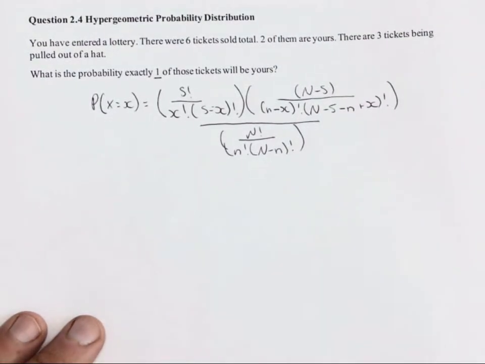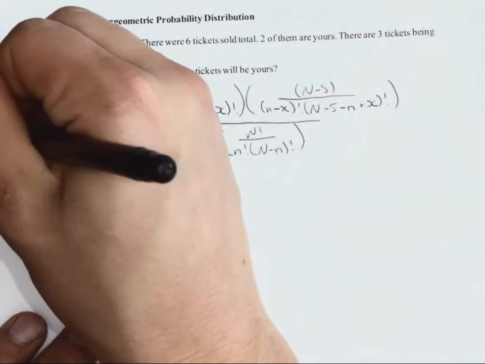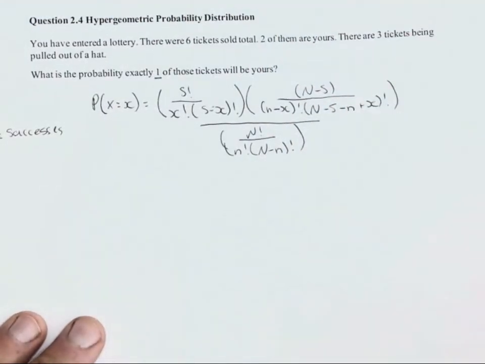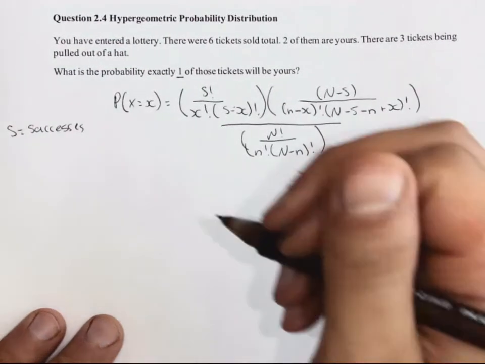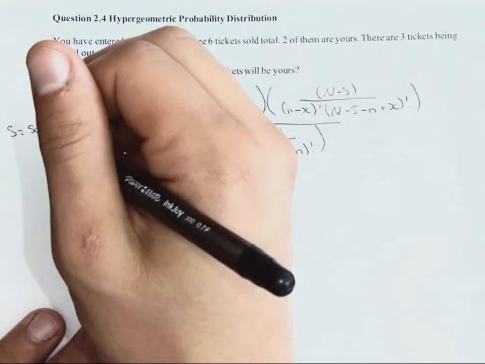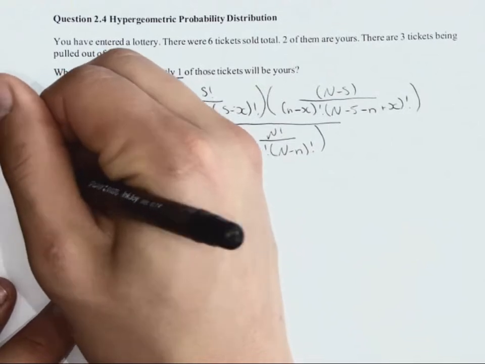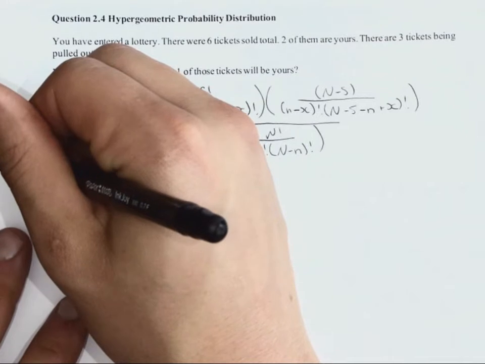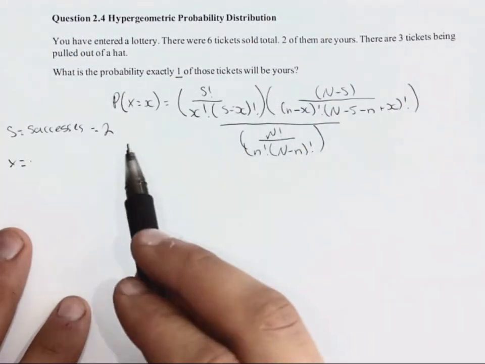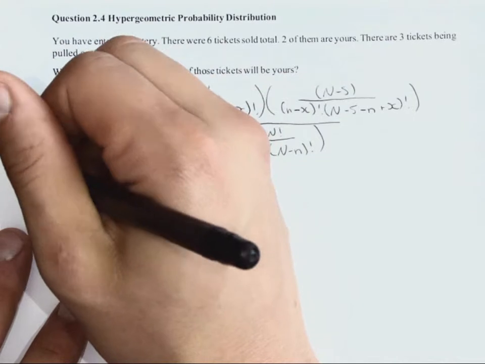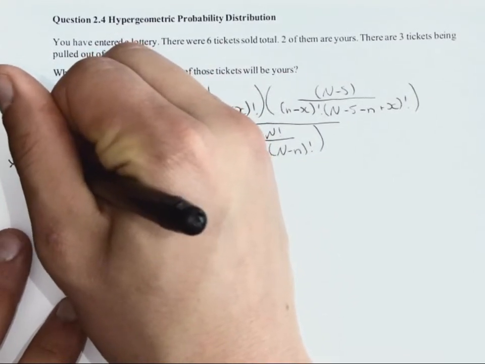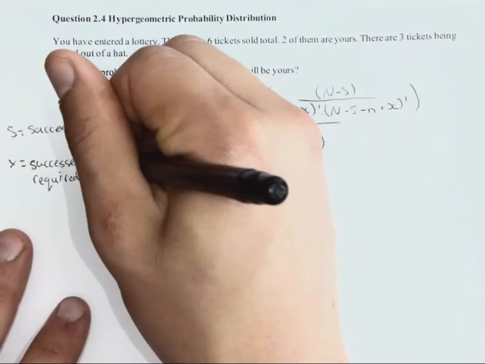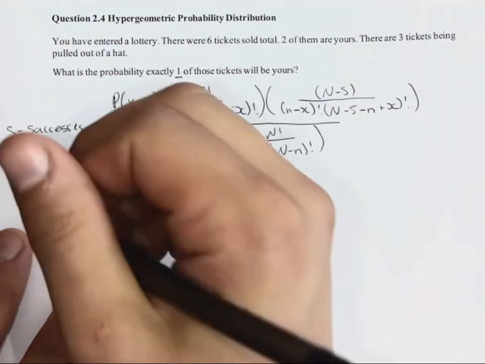Okay, seems like a lot, but it's not so bad. S is our number of successes, and in this case, either one of our tickets being pulled would be a success. So that will be 2. X is the number of successes required in a sample. So we have 2 tickets, but we only require 1, and that's what we're trying to determine. So successes required within our sample, and that is going to equal 1, which is what we're determining.